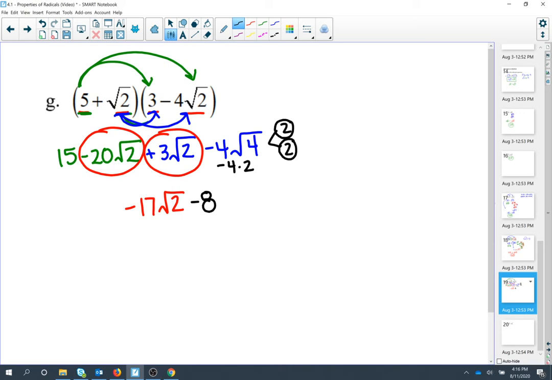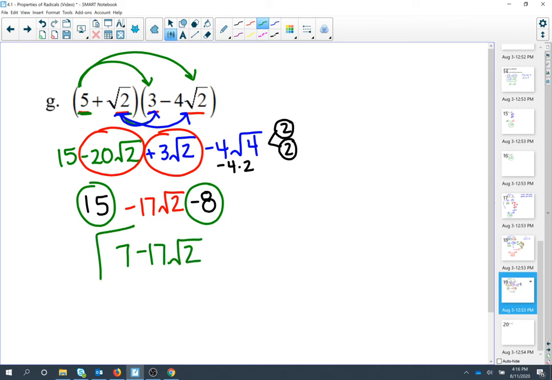And then up here, I've got a 15. Then I'm going to look at this one more time. And I'm going to go, oh, look. 15 minus 8. 15, 14, 13, 12, 11, 10, 9, 8, 7. Minus 17 root 2. And then this is actually a final answer.